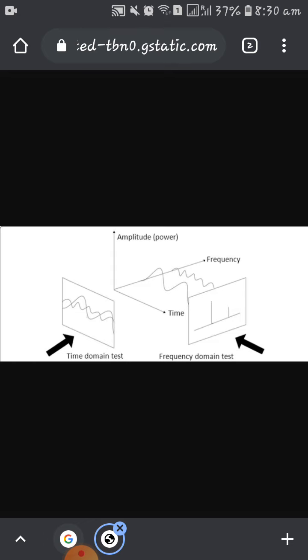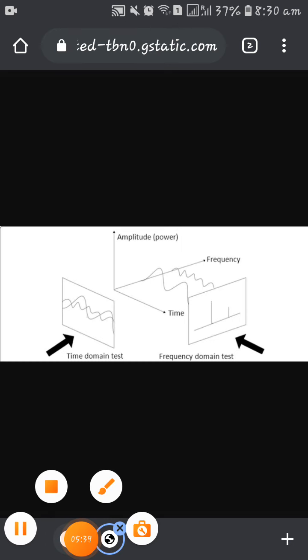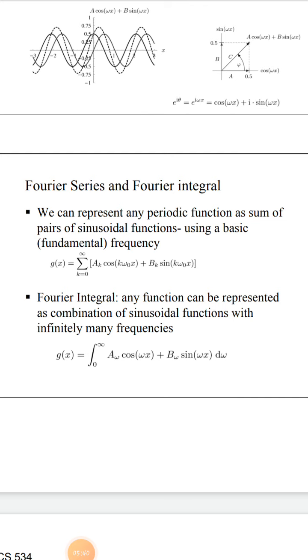To analyze the behavior of the signal, we can do it more easily in the frequency domain rather than the time domain. That is one important application of the Fourier transform, because the Fourier transform converts your time domain to frequency domain. Now moving on to our definition. The Fourier series represents any periodic function as a sum of sinusoidal functions with a basic frequency, and with the Fourier transform or Fourier integral, any function can be represented as a combination of sinusoidal functions with infinitely many frequencies. So that is the definition. We have seen the picture also.